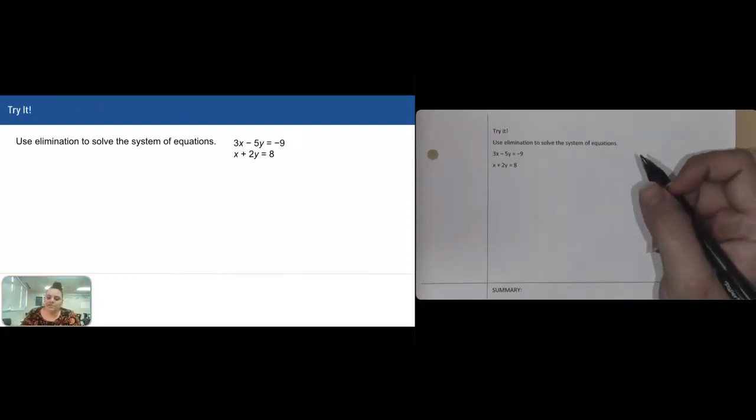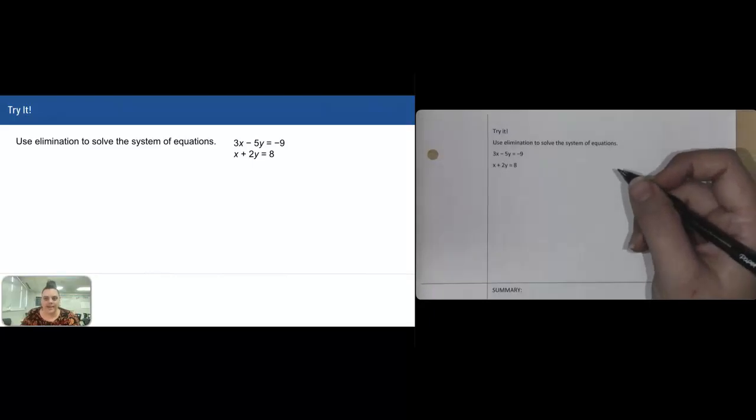Here's one more problem for you to try. Take a moment to try it, pause the video, and continue the video when you're ready to see the answer.